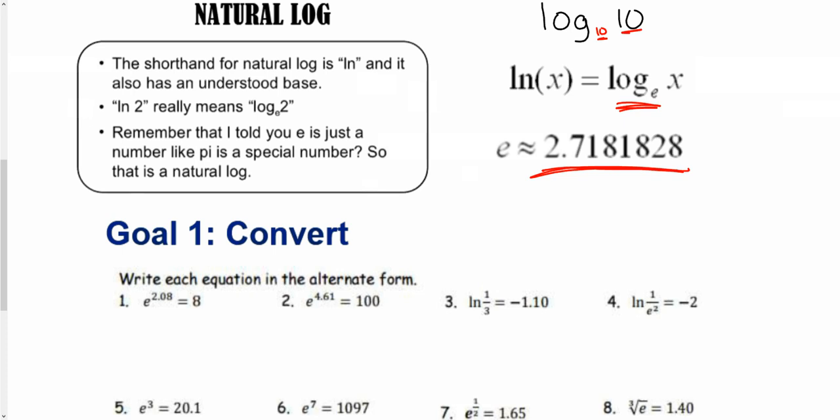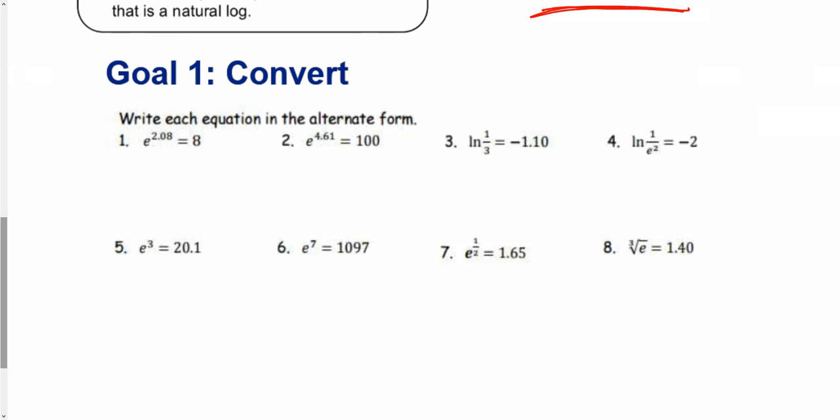In fact, the first part of your entire assignment is to just convert it from a natural log to a regular log. Now, all of the rules are exactly the same. Think about the conversion that we talked about yesterday. Didn't we just take the exponent and the number on the right and switch them? It's the same exact thing. The only thing is now we're going to say log base E, and we're going to do the same rule from yesterday. So we're going to put the 8 right here, and then we're going to put the 2.08 right here.